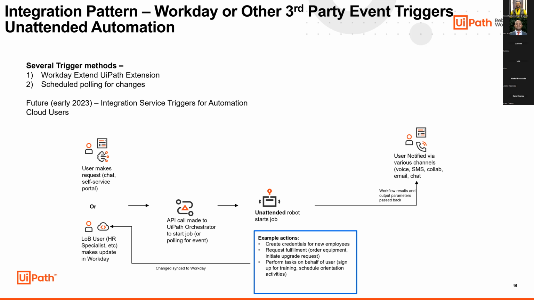That could be human in the loop, asking for decisions or input from the line of business specialist, or it could be fully unattended. So it could be I have all the information I need. I'll sign them up for their mandatory training, and let's notify them through multiple channels. So that could be a return phone call, a return SMS. That can be updating a portal on the HR user side, but then also updating, let's say, an onboarding or new hire portal on the user side.